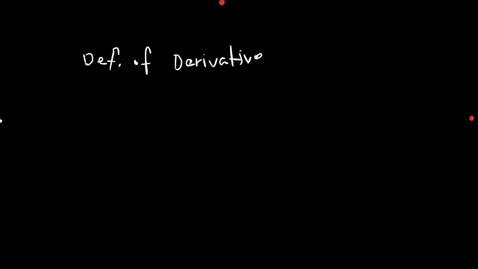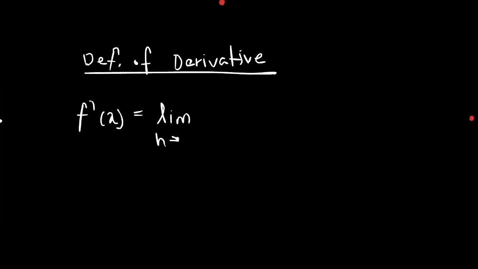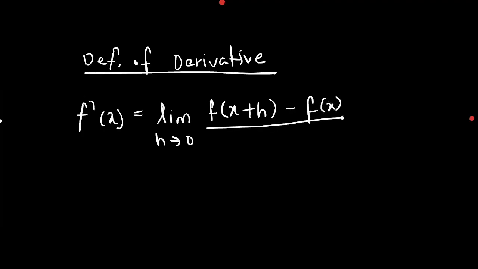Definition of the derivative. Well, you'll notice that this definition of the derivative looks very similar to our instantaneous rate expression that we saw in the last video. Really what it is, our f prime of x is going to be equal to the limit as h approaches 0 of f of x plus h minus f of x divided by h.